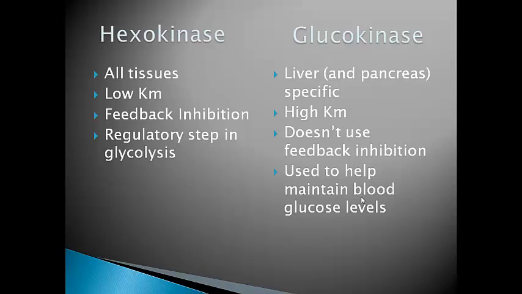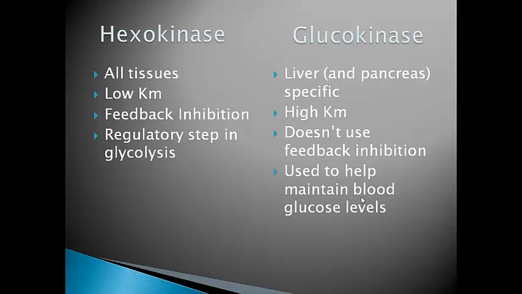A Km value is the substrate concentration at which the reaction rate is half Vmax. As I won't be getting into reaction kinetics, what is important to note here is a low Km value means the enzyme is active at low concentrations of substrate. A high Km value indicates the enzyme is only active at high concentrations of substrate. For the purposes of this presentation, the substrate of hexokinase and glucokinase is glucose.